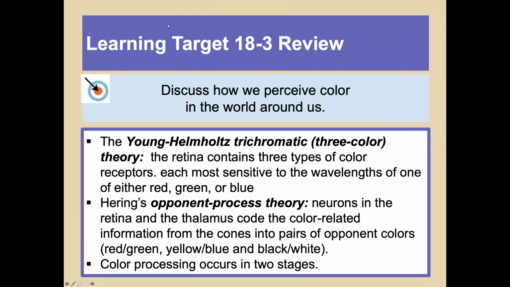So how do we perceive color in the world around us? We went over two different theories. The first one, the Young-Helmholtz trichromatic three-color theory, states that the retina contains three types of color receptors, each most sensitive to the wavelengths of one of either red, green, or blue. And then there was Hering's opponent process theory to explain some of the stuff that Young-Helmholtz did not. The neurons in the retina and the thalamus code the color-related information from the cones into pairs of opponent colors: red versus green, yellow versus blue, and black versus white. And the color processing occurs in two stages.